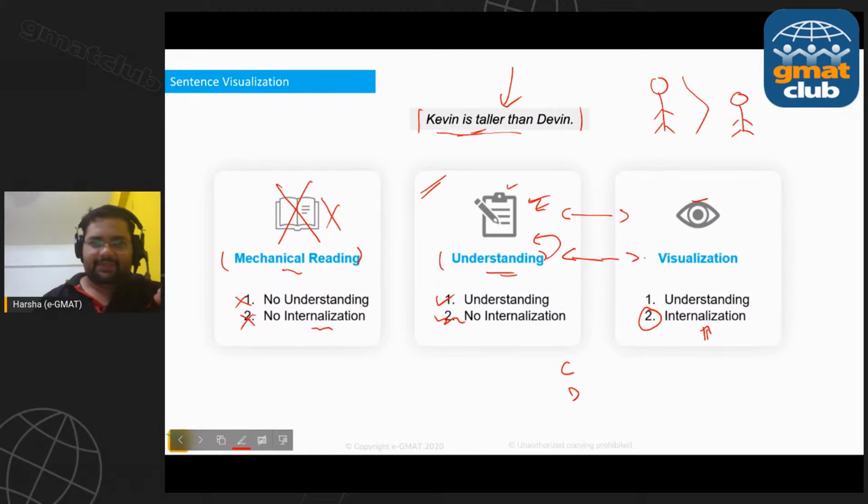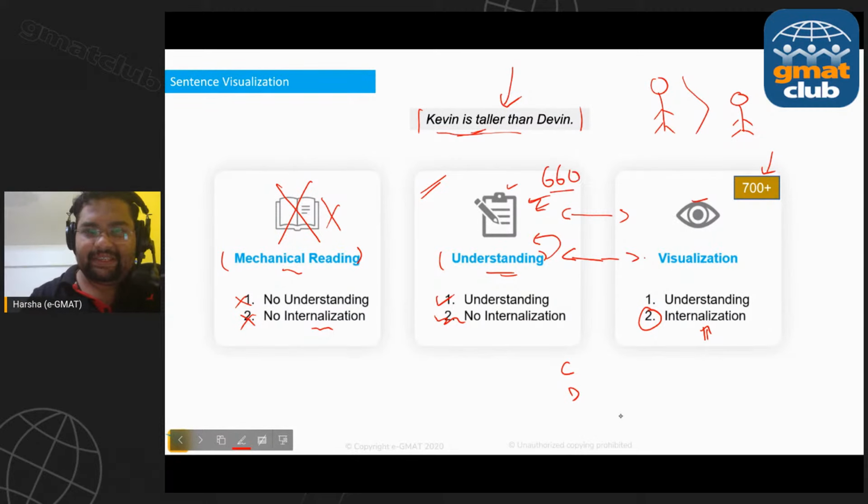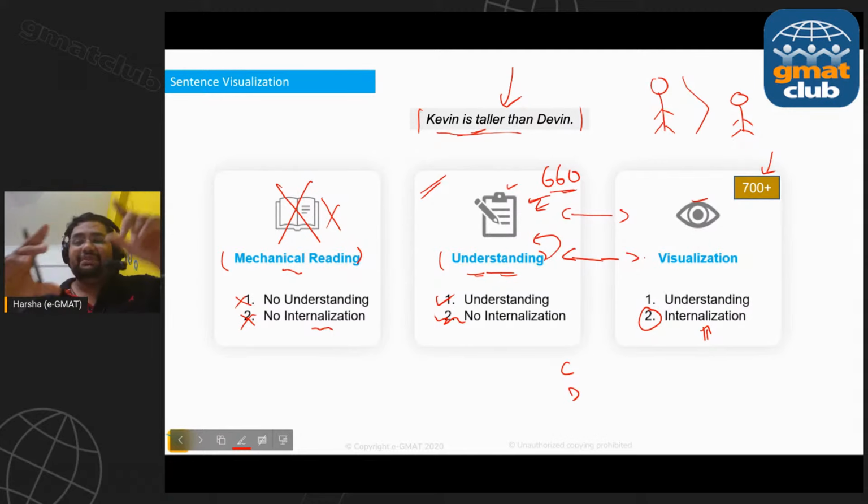Now you understand what is visualization. This is what I call a 700 plus skill. A lot of people in that 660-ish range, not able to break into 700 plus, not able to get to that 730, 740 and beyond, are very, very good at understanding. But with the higher level questions, visualization becomes important. And it's not just the argument, but visualization of the answer choices, especially in the gap between getting a 730 and getting a 750 or a 760.